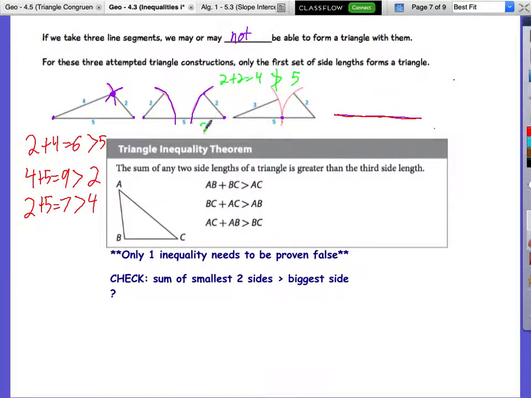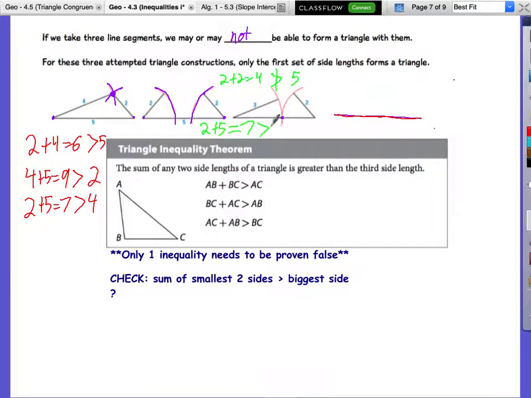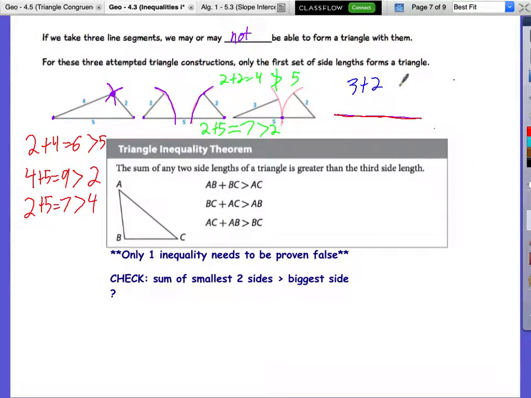But if we were to take 2 plus 5, that's 7. If we take these two sides, 7 is greater than 2. So it looks like it works here, but because one of them fails, it doesn't work. Just like here, if we take 3 plus 2, for example, we get 5. Is 5 greater than 5? No, it's not. It's equal to it, so it's not greater than. So it doesn't form a triangle either. We saw that.